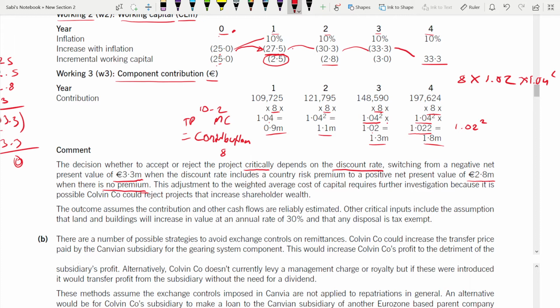Now, this adjustment to the WACC requires further investigation because it is possible Covenant could reject projects that increase shareholder wealth. This is the insight you are giving to the report. Not many candidates could think of this line. So this is what I'm trying to tell you.